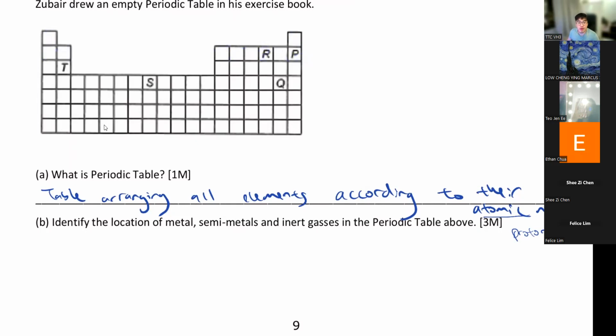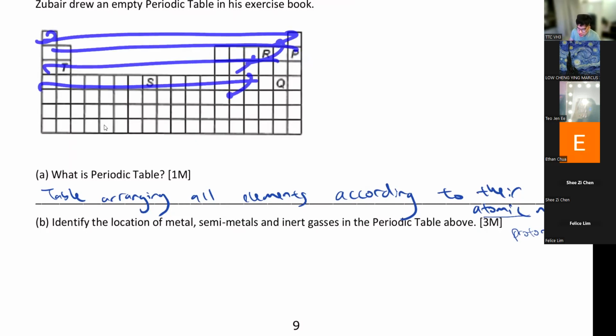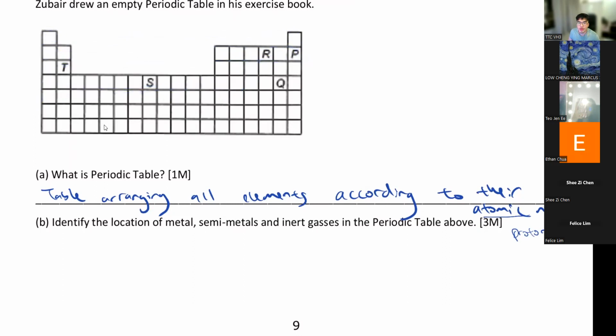Right? Remember how to read your periodic table: from left to right, from top to bottom. Just like how you read a book. You read your book from left to right, from top to bottom, right? That's how you read your periodic table. Exactly the same way. So identify the location of metals, semi-metal, and inert gases. All right, inert gas is noble gas. Same thing. So where is your metal, guys?